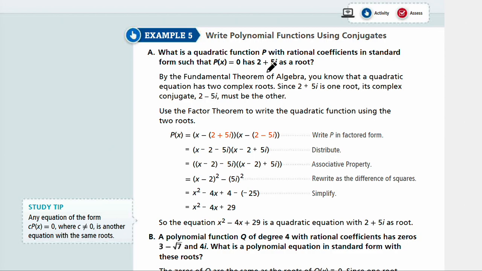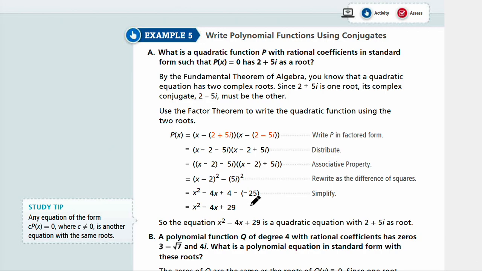So use the factor theorem to write the quadratic function using the two roots, 2 plus 5i and 2 minus 5i. And then you're going to distribute, use the associative property, group them, and then use the difference of squares. And then you simplify. Finally, you have x squared minus 4x plus 29. So that's the quadratic function p, where you have 2 plus 5i as a root.